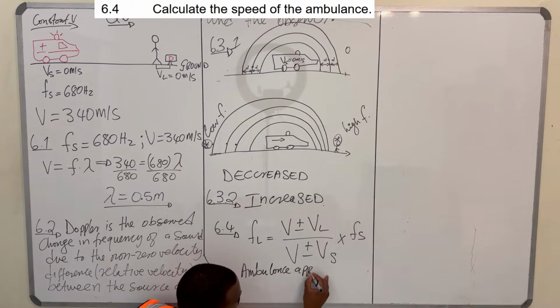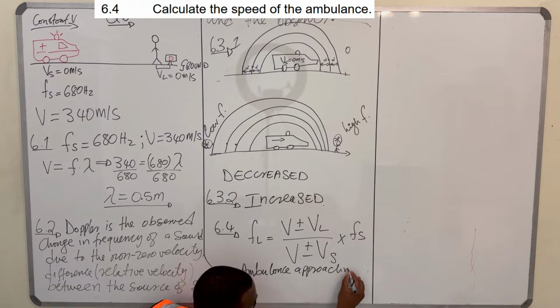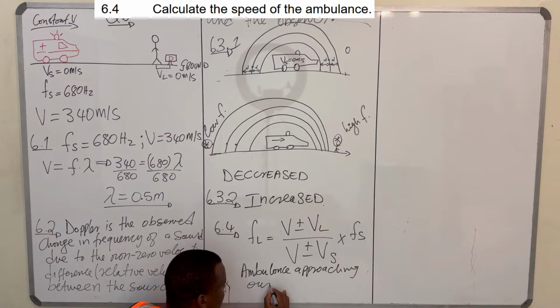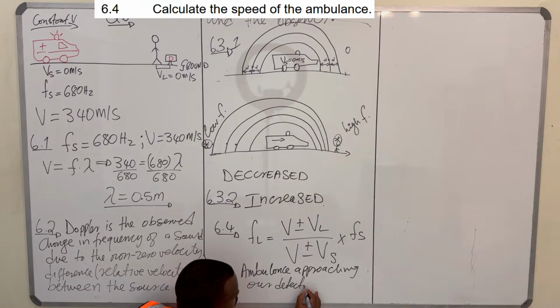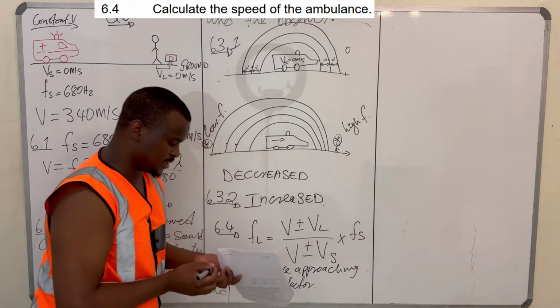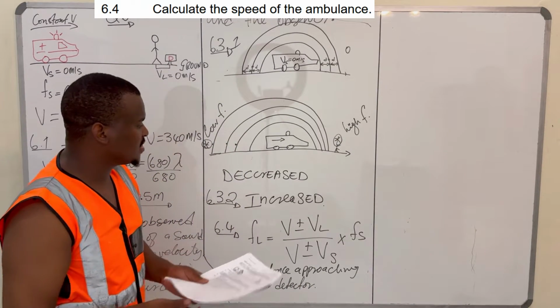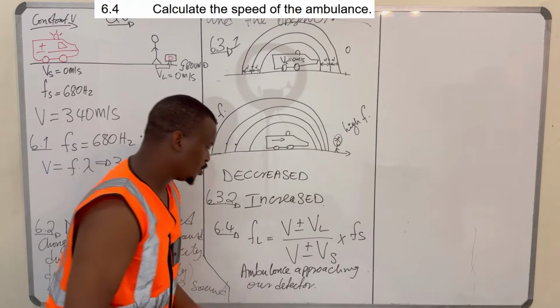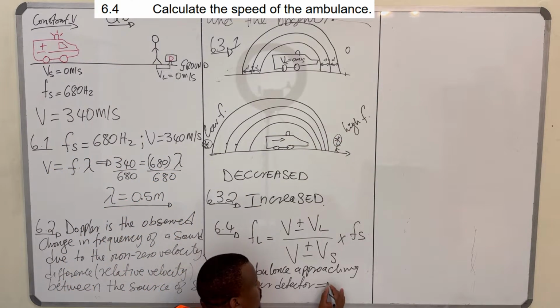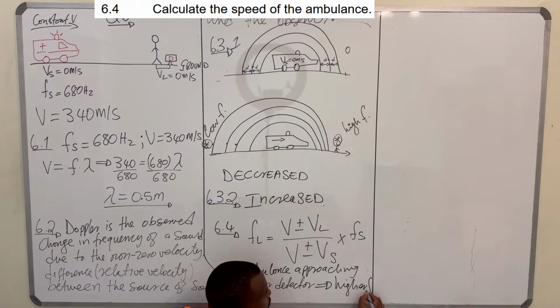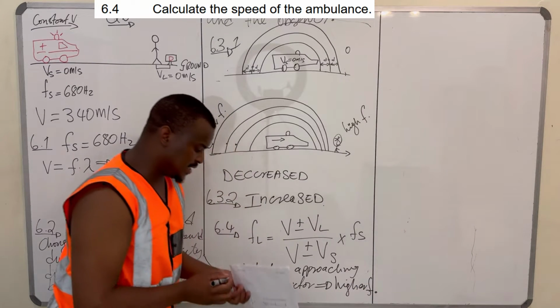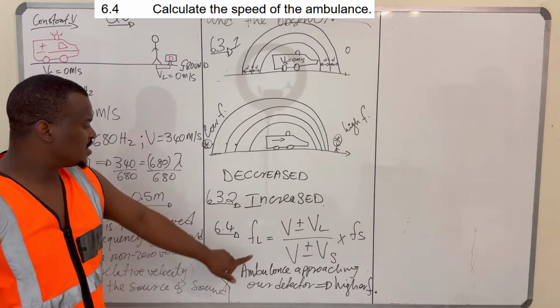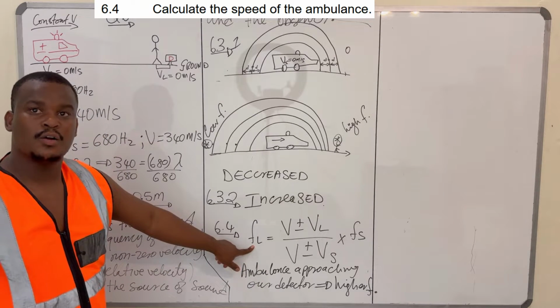is approaching our detector, right? As a result, we will observe what? Higher frequency. So this ambulance approaching will result in higher frequency, which means there will be a higher frequency for the listener, which is our detector in this case, right?